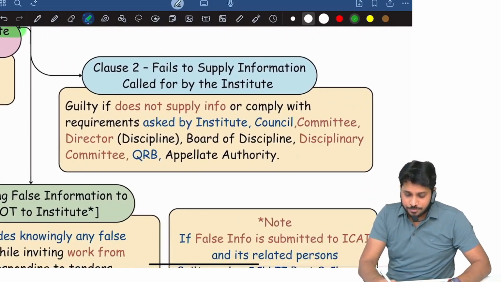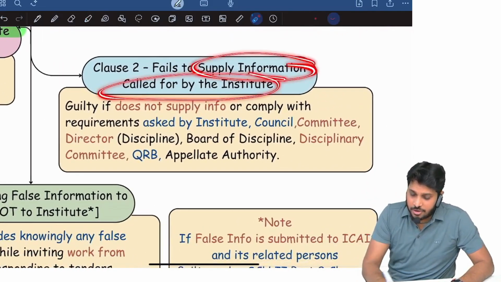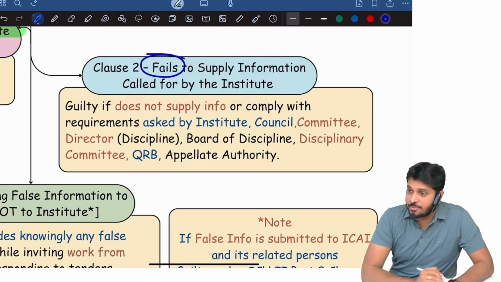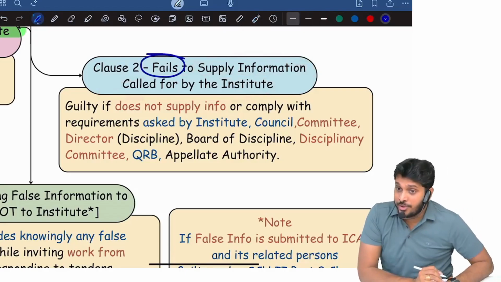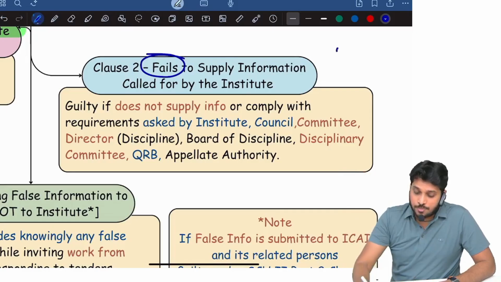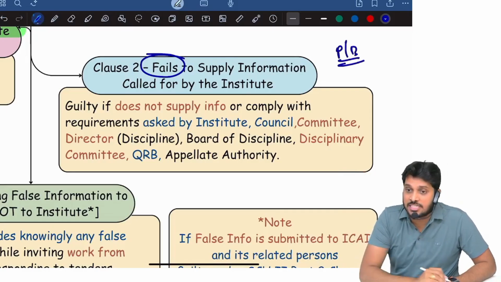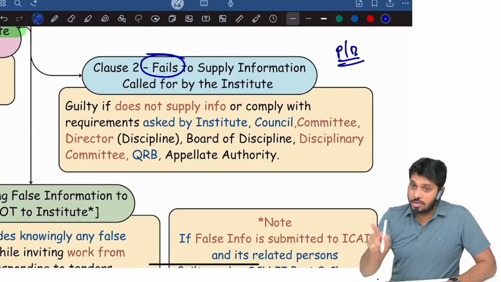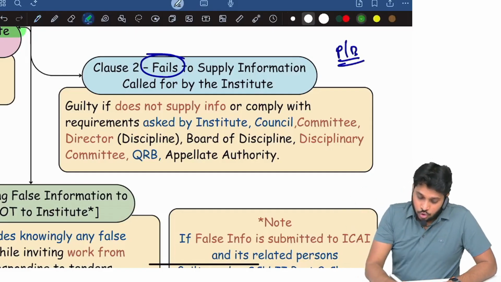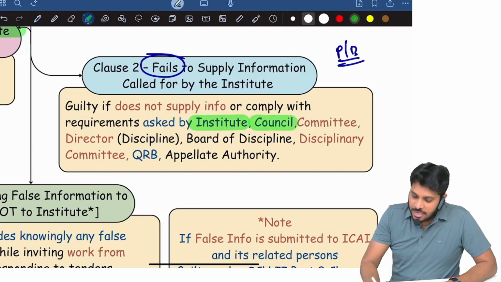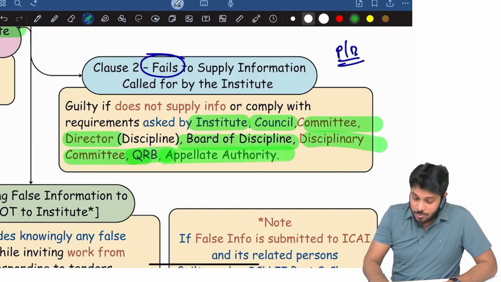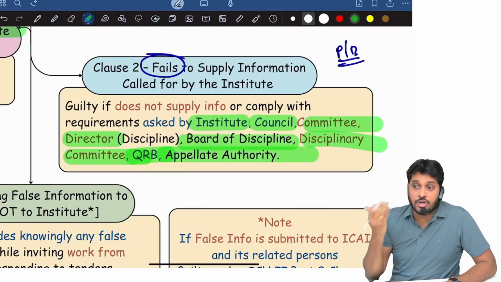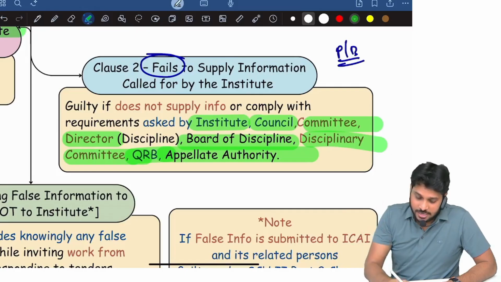Clause number 2. ICAI is asking for some information. You failed to supply the information asked by ICAI. You didn't respond. Non-response is a professional behavior violation. Fundamental principle, professional behavior, is violated. Moreover, if you are not responding to the ICAI, council, committee, director, board of discipline, disciplinary committee, quality review board, or appellate authority, if you are failing to send the information which they are asking, you are guilty under clause number 2.